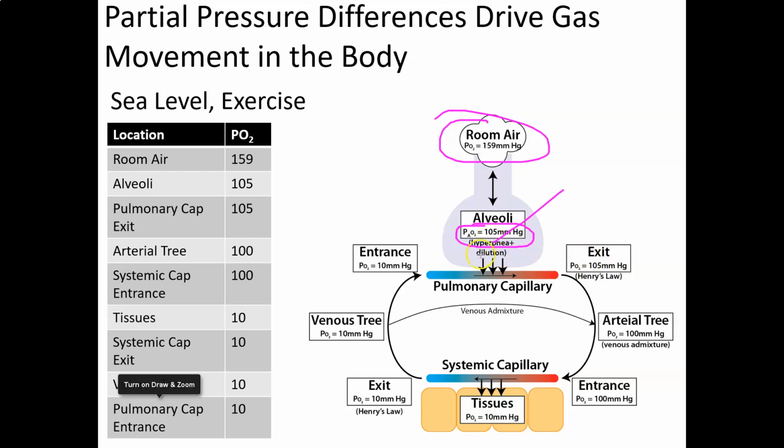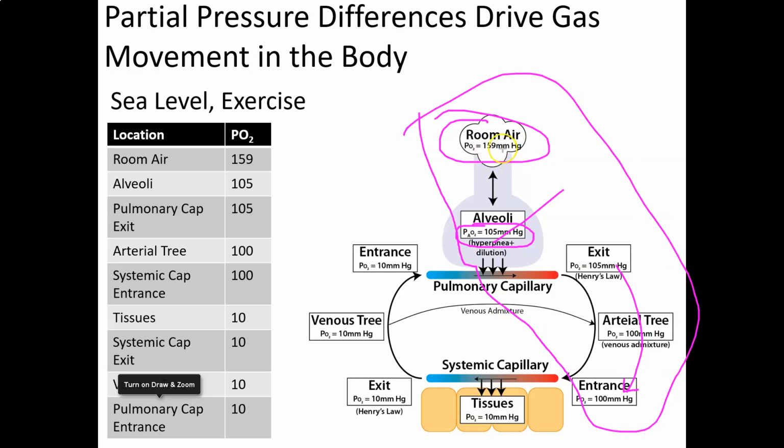So if we know the alveolar space is 105, then we know the exit is 105 because of Henry's law. We still have this venous admixture, which drops this 105 down to 100 eventually. So when we enter the systemic capillaries, we're at about 100. Now the tissues are a little different. Again, if we look at just the arterial side that I have right here, all of this is exactly the same as it was for rest.